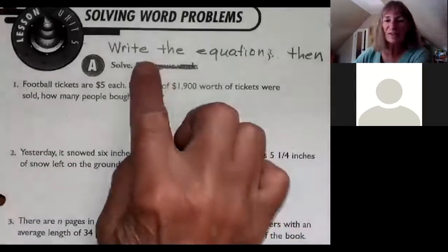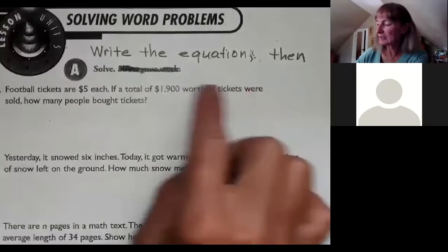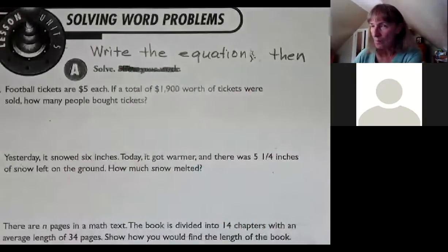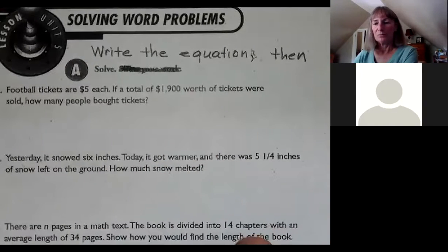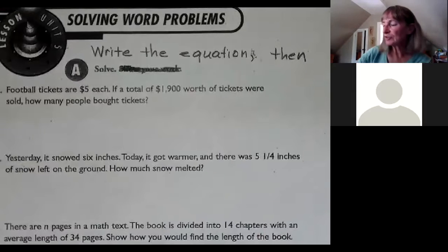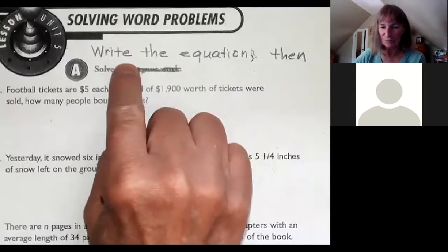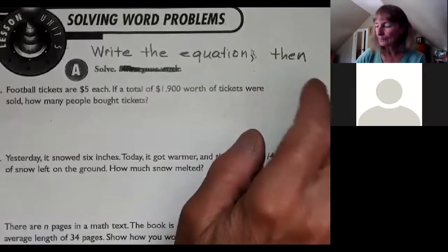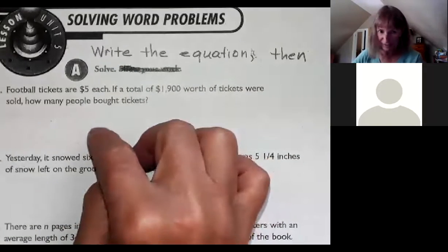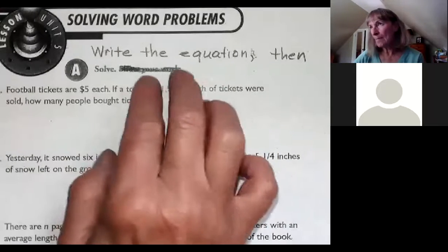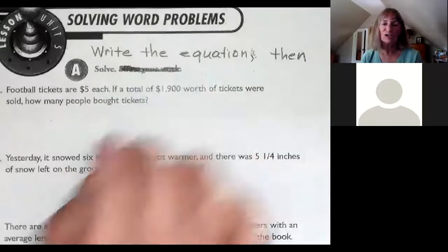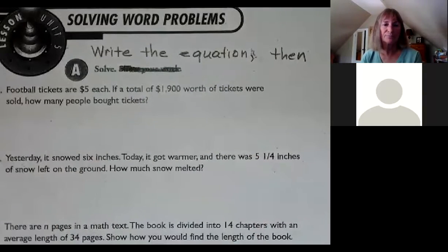Okay, the instructions here say to write the equation and then solve. For most students, the most challenging part is writing the equation. They can figure out how to solve it. If you think you know how to solve it, you can do that first. And then maybe that will help you write the equation just based on what you actually did.